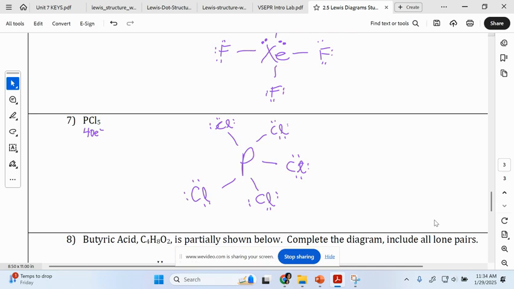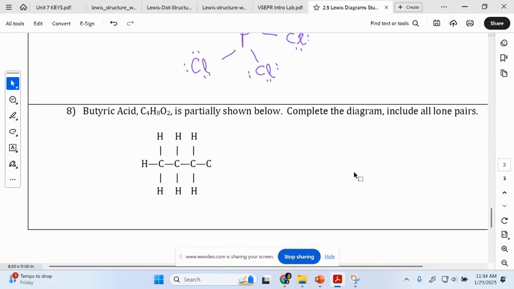All right. What else? Anything else? Do you need me to do 8? Sure. Yes, absolutely. Okay. All right. So 8, they've partially drawn it, so we have to figure out what we're missing here.